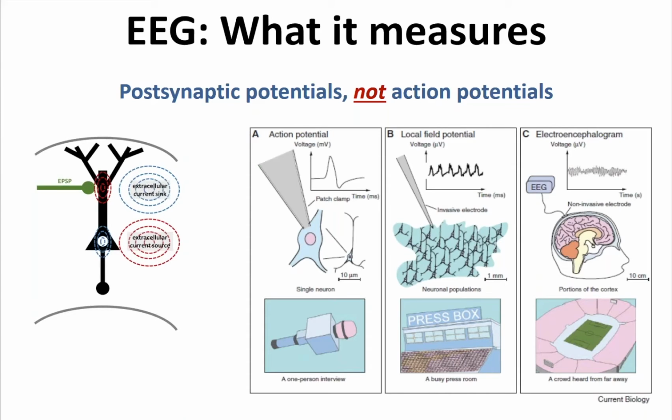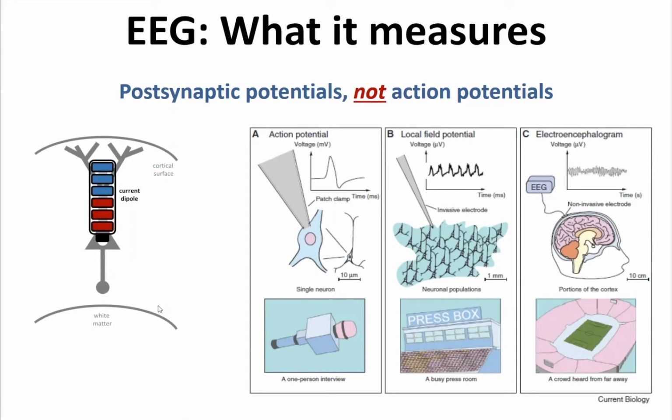That is, anytime there's a postsynaptic potential, there's, of course, an extracellular current sink and a current source, which can then be modeled as a current dipole. And if this is strong enough and synchronous enough across space, then it can propagate to the scalp. So it's only a certain variety of neural activity that we're actually able to detect with EEG. So it's very important to bear in mind what it is that we're measuring.